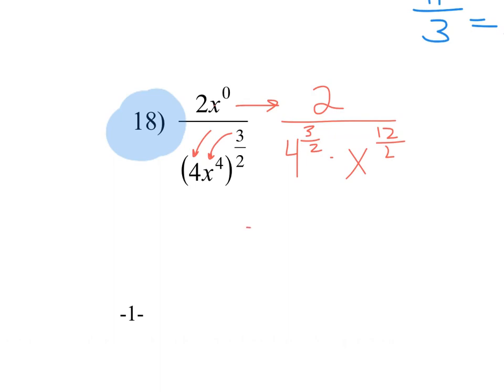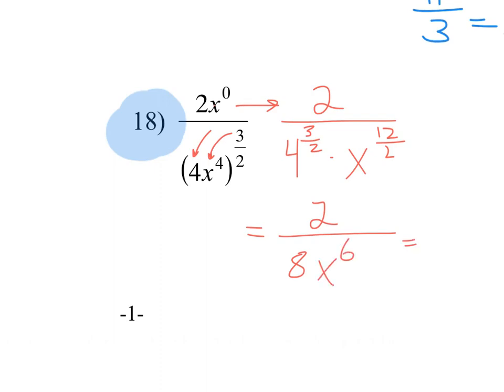The denominator, 4 to the 3/2. That's really the square root of 4 cubed. The square root of 4 is 2. 2 cubed is 8. So this is going to be 2 over 8. And x to the 12/2. Well, I can simplify 12/2 to 6.